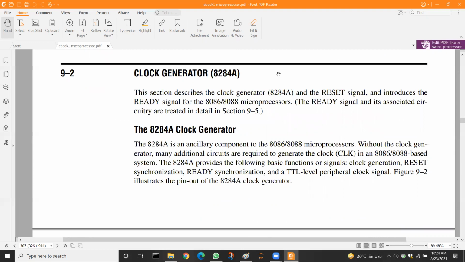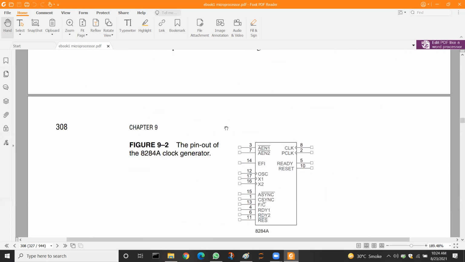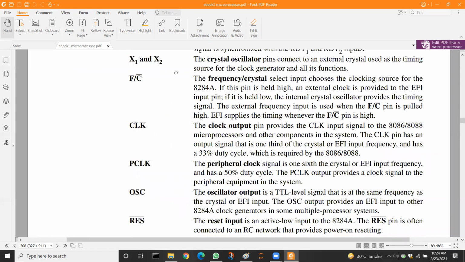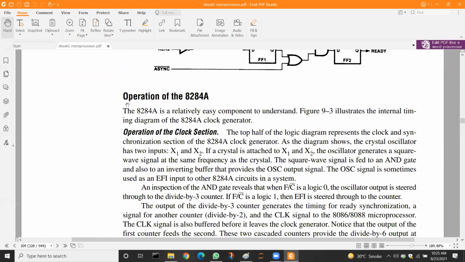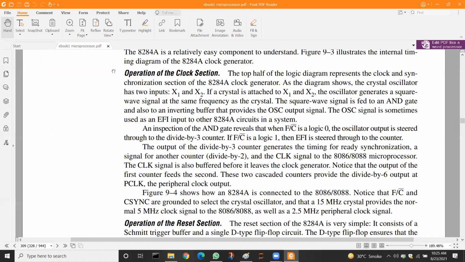Newer microcontrollers, especially those we use in embedded systems, have a built-in clock. No, this IC does not have a built-in clock. We are talking about this microprocessor, so it requires a separate clock. So there is an IC which is called a clock generator. Let's see what the function of this IC is, and then we see what the connections are. We do not have to do this practically, but we have to understand only its function. You don't need to go through the internal diagram. If you have time, you can go through it.